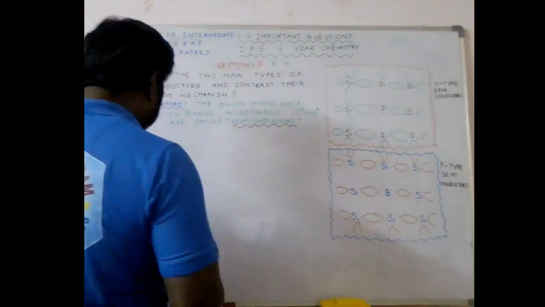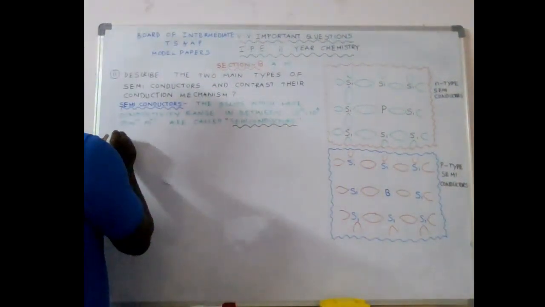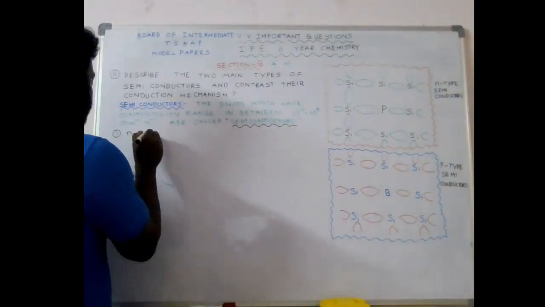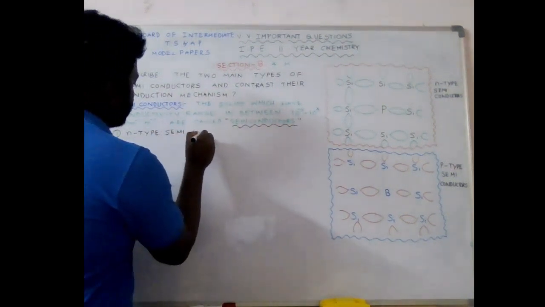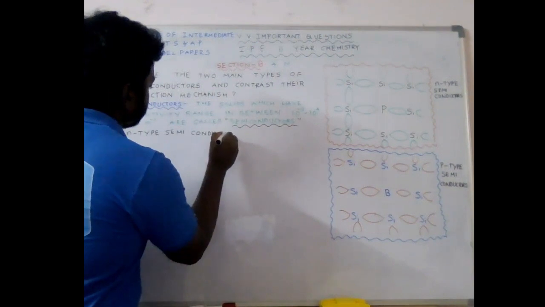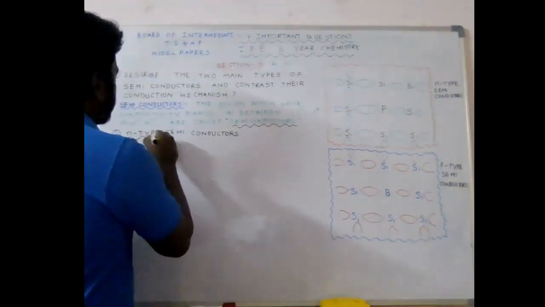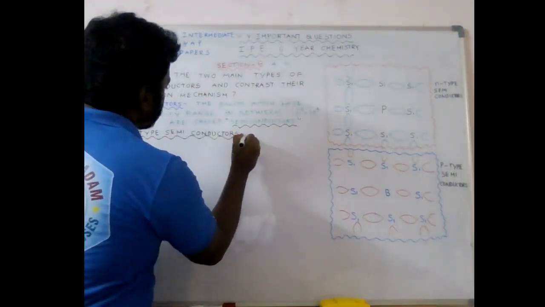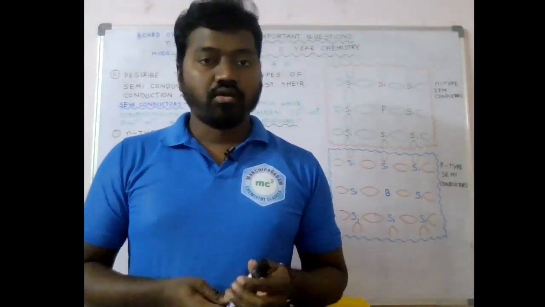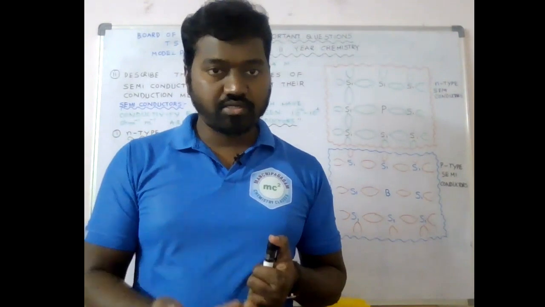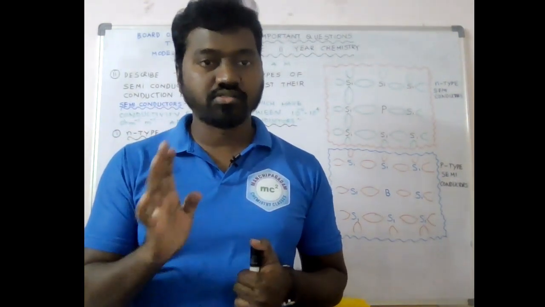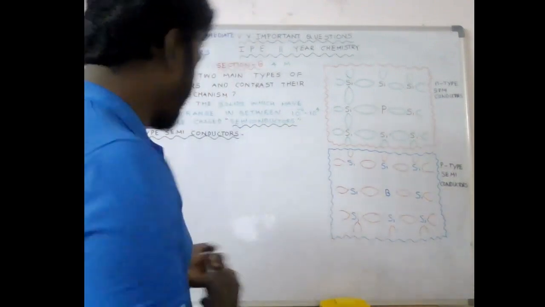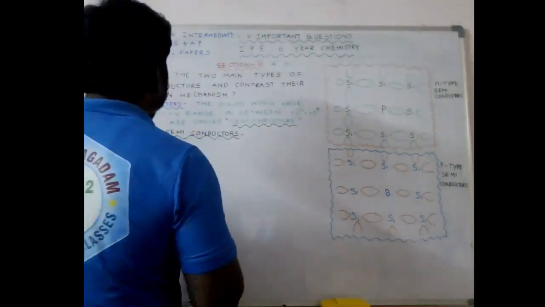First, N-type we will take. Number 1, N-type semiconductors. The semiconductors which have conductivity due to the presence of negatively charged electrons. N for negative, I told, right? So you can define like that.